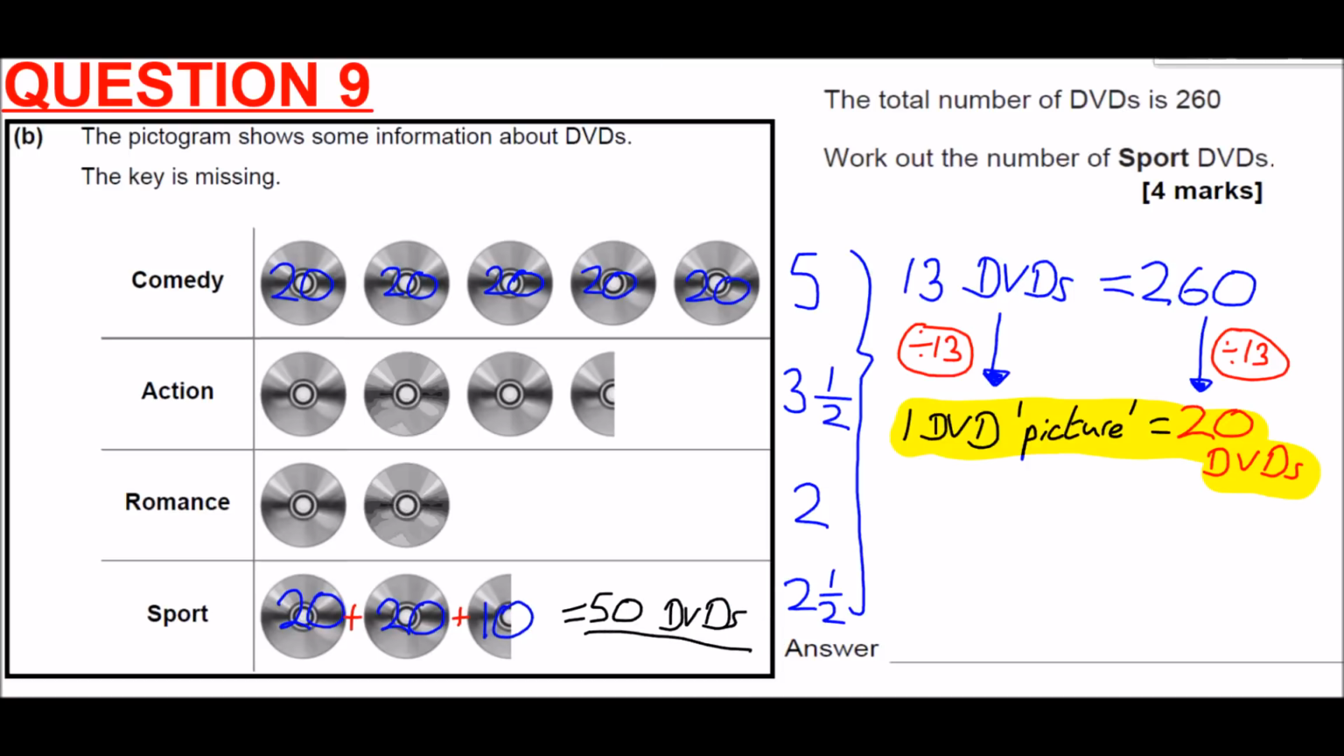We could do this with a direct calculation if you'd prefer. It's essentially 2.5 multiplied by 20, because each one is worth 20. But essentially the number of sport DVDs is going to be 50.